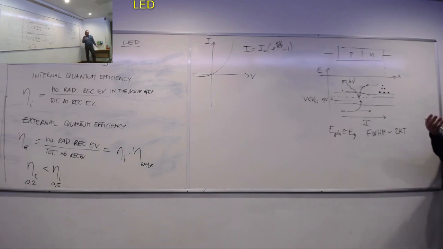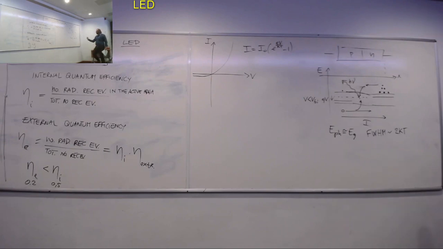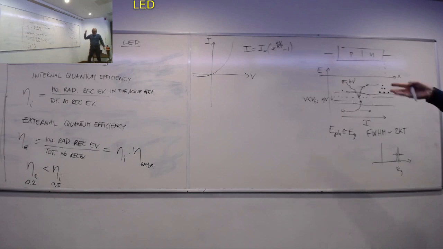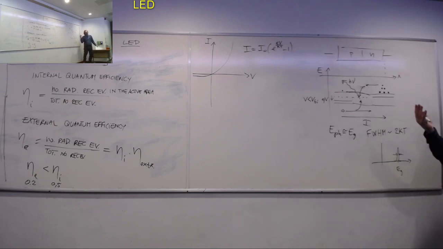kT as an energy in terms of eV is 26 meV. So we are talking of a very narrow distribution. So if I was to plot it, and this is Eg, this would look really sharp. The full width half maximum is very small compared to Eg. Eg is the band gap of the semiconductor, which, if it was germanium, is 0.6 eV.